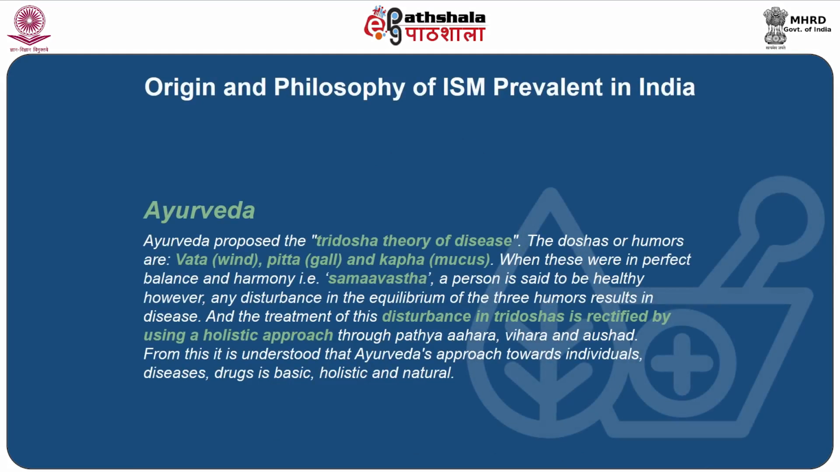Ayurveda is based on the Tridosha theory of disease. The doshas or the humors are Vata or the wind, Pitta or the gall, and Kapha, the mucus. When these are in perfect balance and harmony, then it is called Samavastha, that is, a person is said to be healthy. However, any disturbance in the equilibrium of these three humors results in diseases.